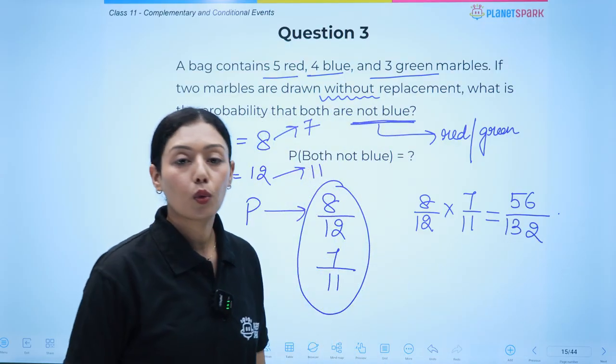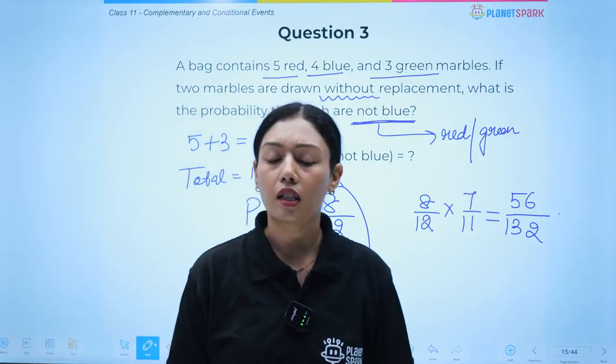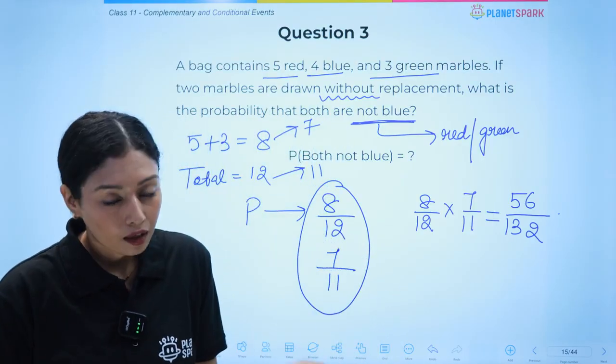Okay, so 56 over 132. You can just simplify this, right? Cancel it out on 2 and we have our final answer.